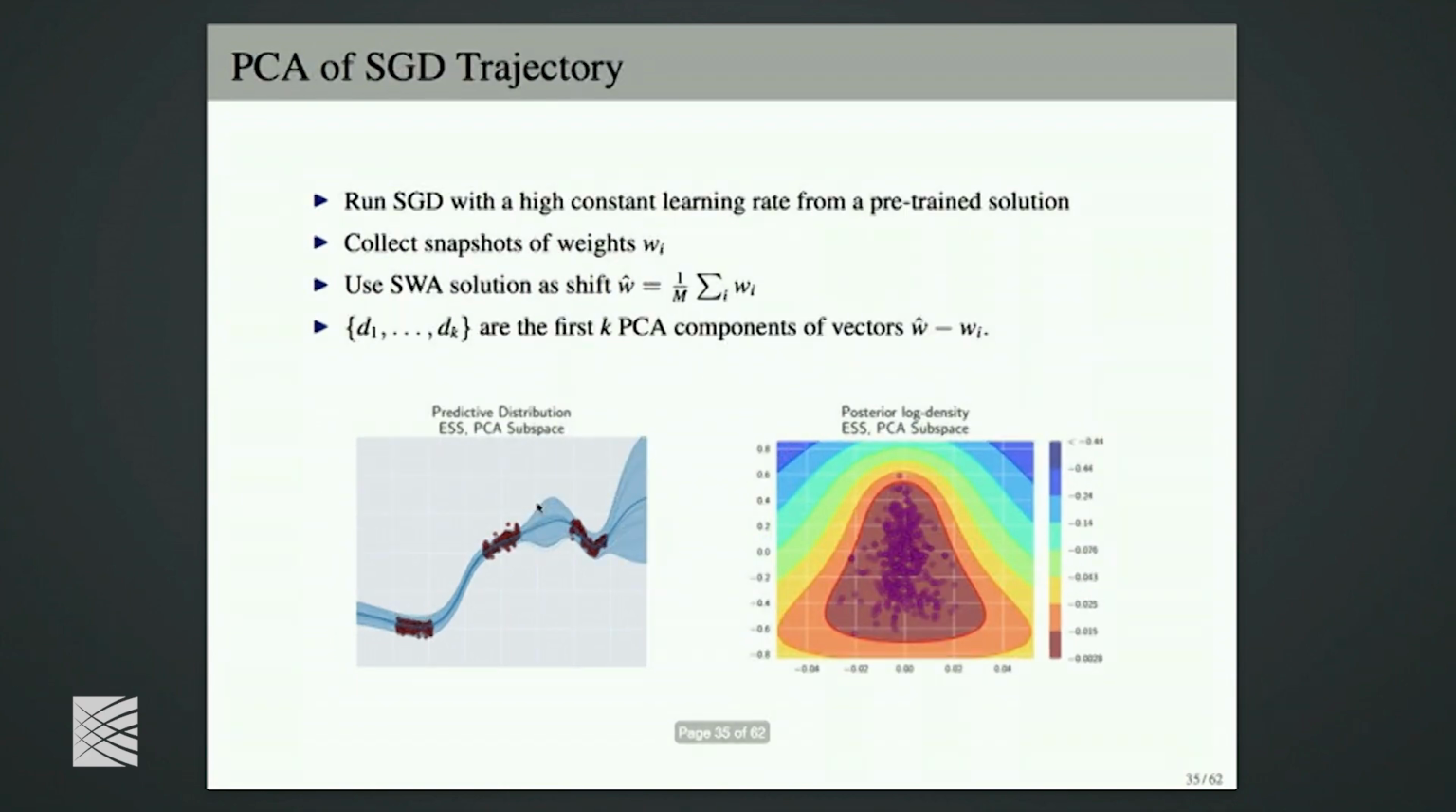The next approach was exactly what I mentioned, where we used just the principal components of the SGD trajectory to construct this P matrix. So we just do a singular value decomposition on those iterates subtracted by the W hat solution. And here we actually find a much better subspace. We get even better predictions, and we get more intuitive-looking predictive distributions.